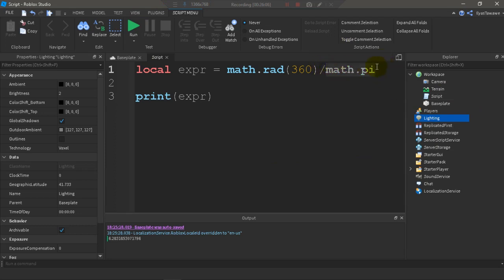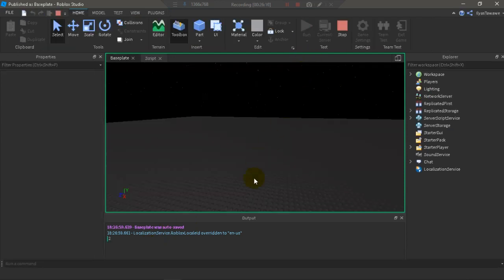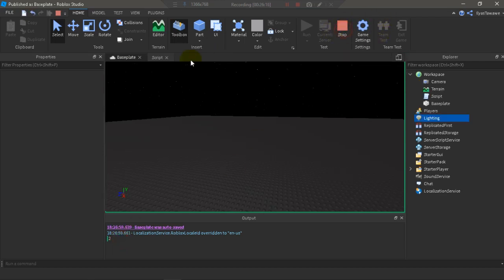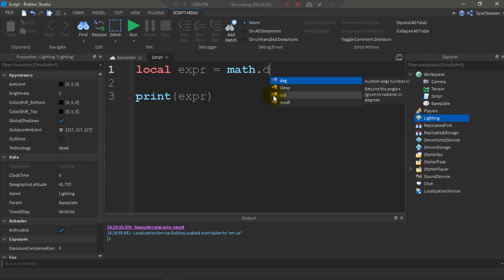Anyway, so let's actually run this and see how much pi we have in 360 degrees. So we have 2 pi's in 360. Well, in a full circle we have 2 pi. Cool. And let's actually introduce you to math.deg. Well, this is actually the opposite. You give it the angle in radians, and it gives it to you in the normal angles that we know, in degrees.